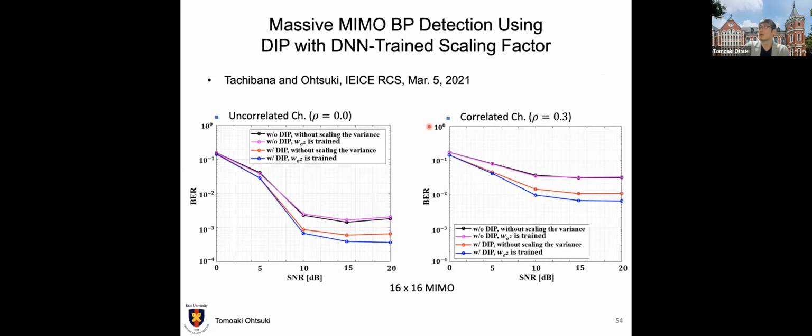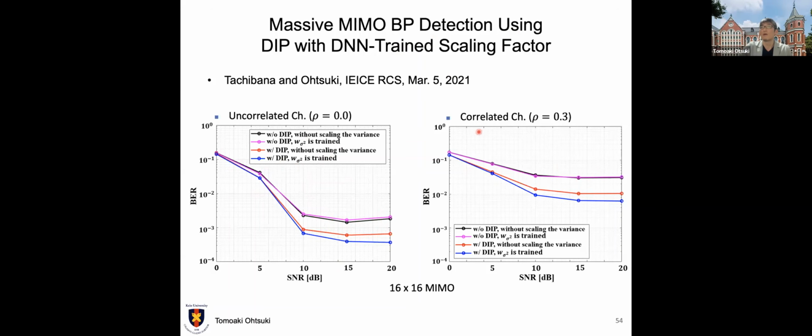I won't mention this in detail, but if you are interested, we presented a domestic one in the RCS technical report, and some others are now under review. We apply the DIP technique to MIMO BP detection. For example, this is an uncorrelated channel, and these two lines are without DIP. But if we apply DIP, because of denoising, we can improve the performance. Also in the correlated case as well.